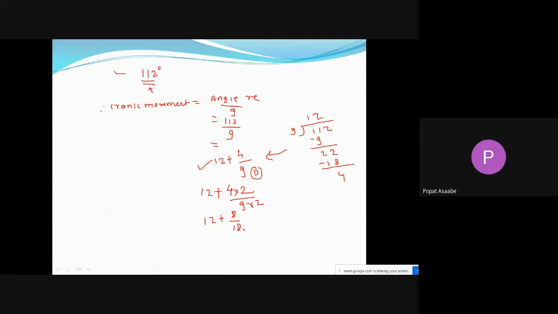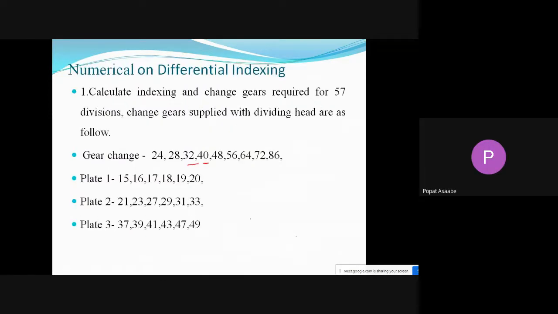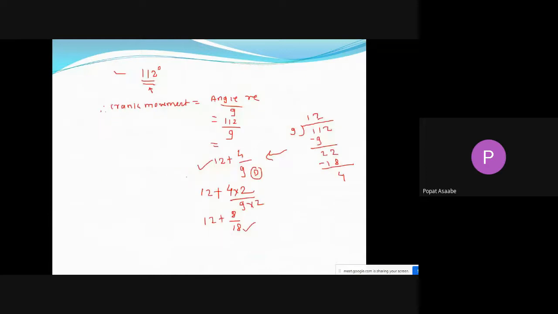Whether that 18 is available in which plate? Just check. Here it is available. Plate number 1. That 18 is available in plate number 1. Now see here, that is 18. It means we have to select plate number 1.